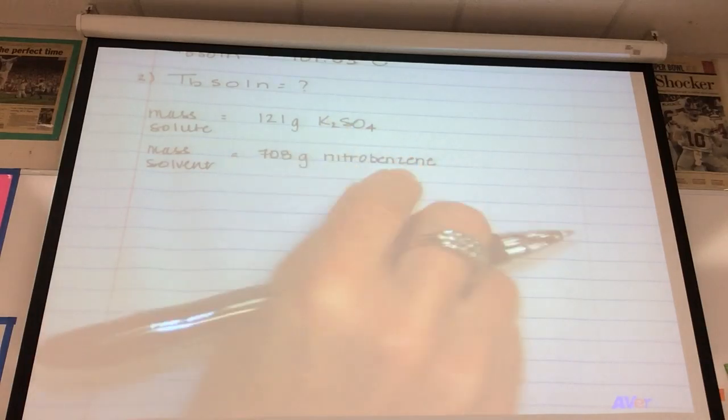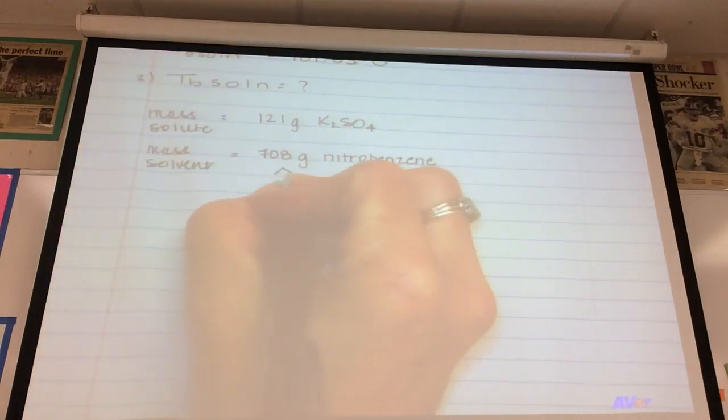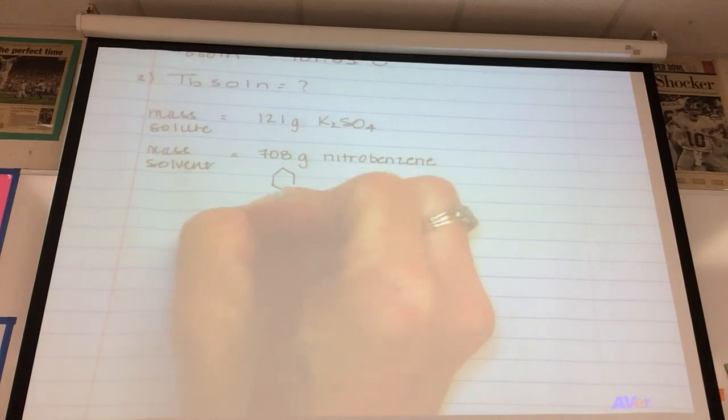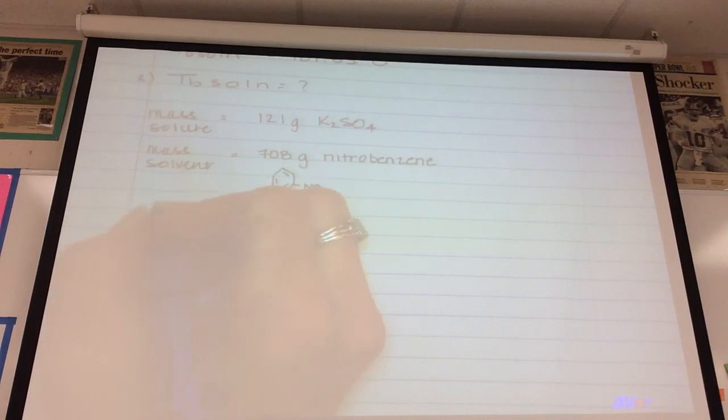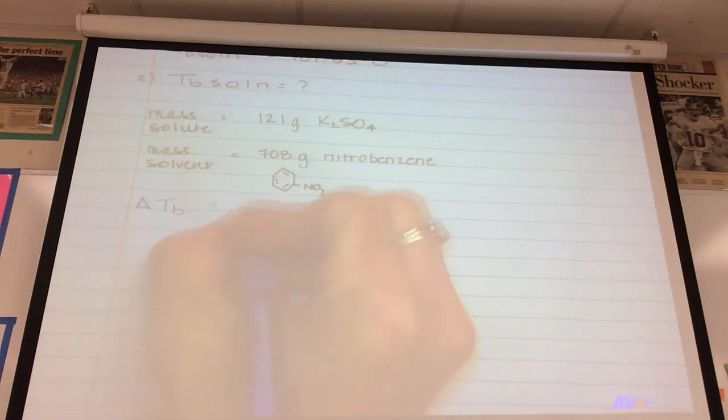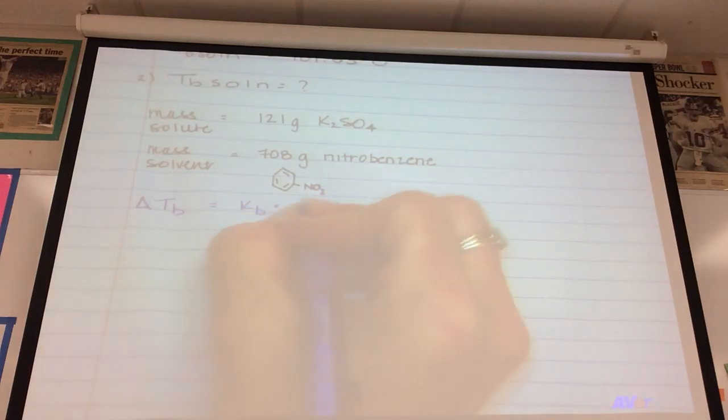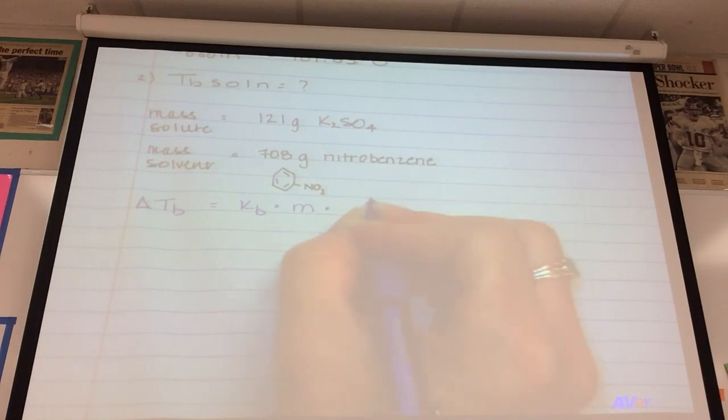I believe I wrote the chemical formula for nitrobenzene on the back of your periodic table. It looks kind of cool. That's what nitrobenzene looks like. All right, what do we do? What's our first formula? Delta TB is equal to what? KB times molality times I.